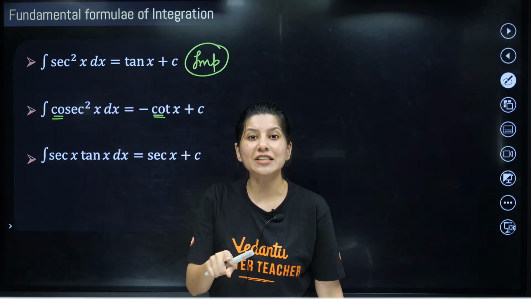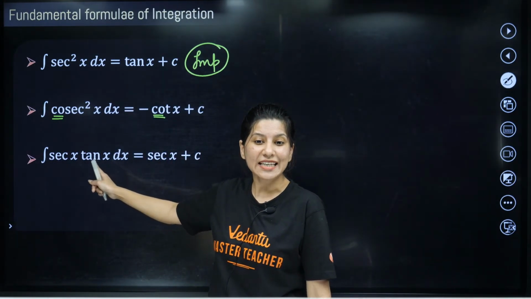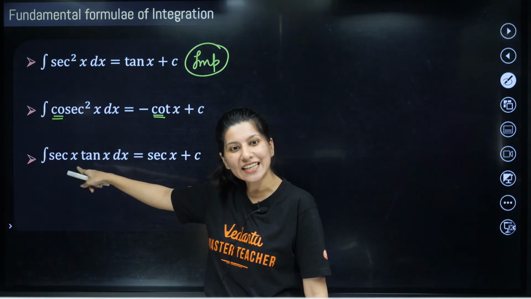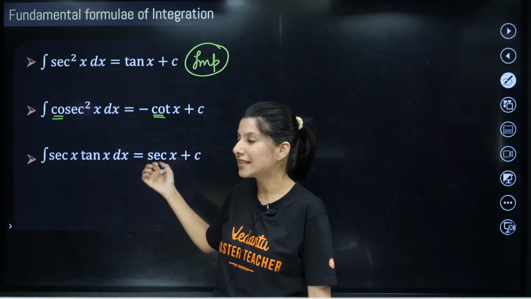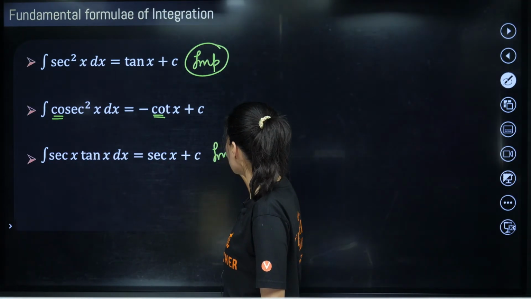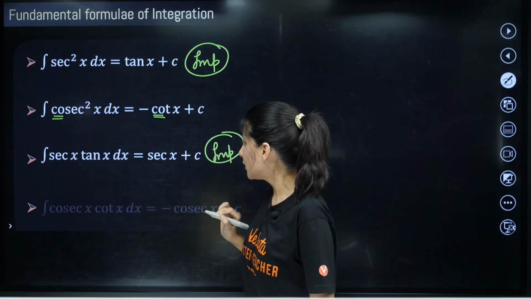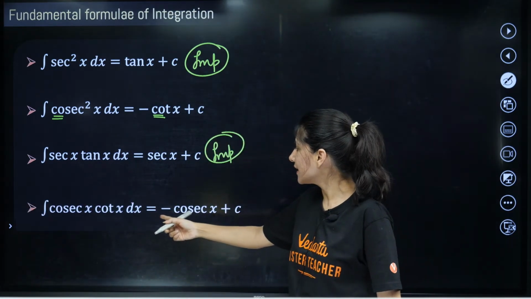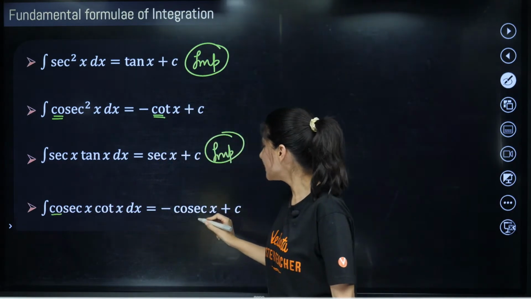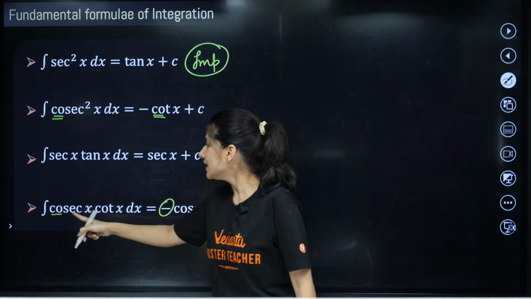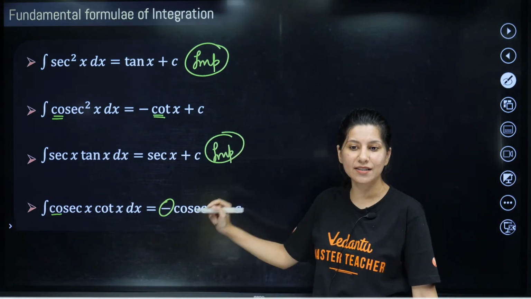Now tell me, derivative of sec x. Ma'am, sec x tan x. So that's why integration of sec x tan x will be sec x. Again, this is also very important. Now again, cosec x cot x, so again the negative sign is there. So integration of cosec x cot x is minus cosec x.